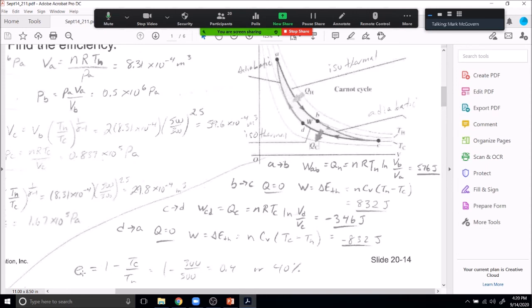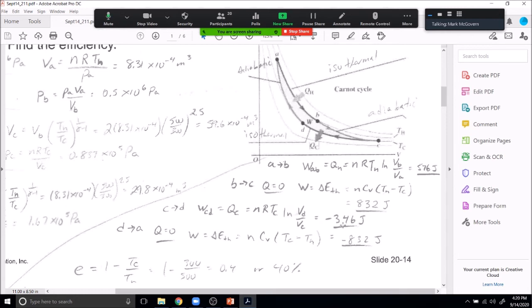And to get the efficiency, we just use our definition. It's a 40% efficient process. If we look at everything that's being done here, ultimately, we're doing this much work, 832. We're putting in 576 and we're spitting out 346. So this is a 40% efficient process, apparently. Let me just double check that calculation there. You got it. All right. So the fact that we are putting in 576, we're doing a bunch of work, and we're expelling 346 means we have a 40% efficiency here.